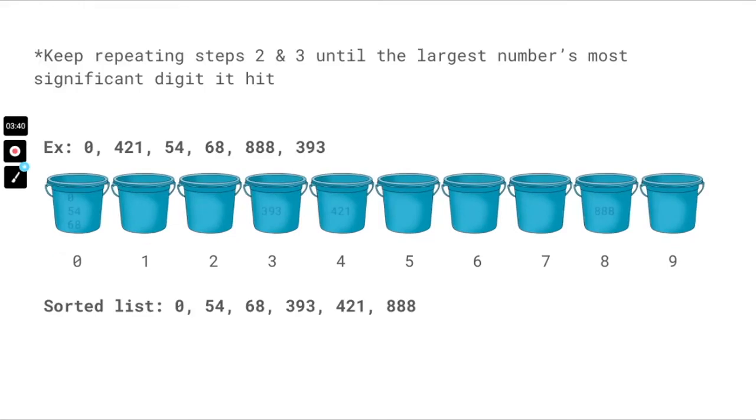So based on the bucket array created, this list is 0, 421, 54, 68, 888, and 393. So then 0 is going to go into 0, 421 into 4, 54 into 0. And again, since it doesn't have a third or most significant digit, a 0 goes in front of it. So that's why it is at index 0. And then 68 also goes into 0 for the same reason. And then 888 into 8. And then 393 into 3. And then you should have a sorted list.